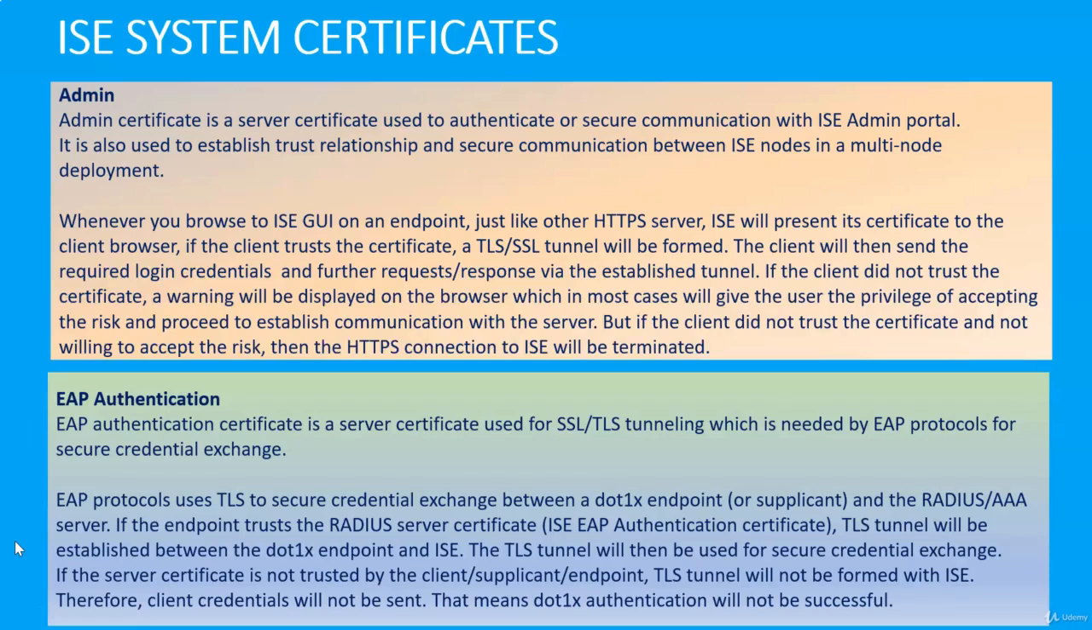If the server certificate is not trusted by the .1x endpoint, a TLS tunnel will not be formed with ISE. Therefore, client credentials will not be sent. That means .1x authentication will not be successful.